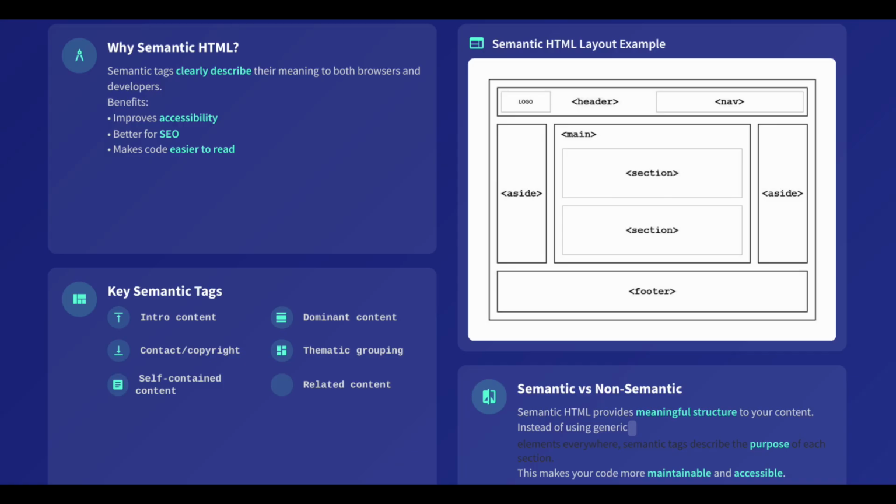Div is a block level element. It is a generic container used for layout and styling. A block level element always starts on a new line and takes up the full width available. Span is an inline level element, okay.